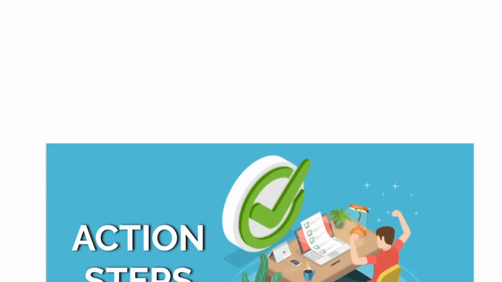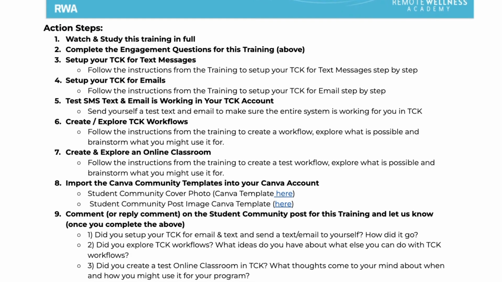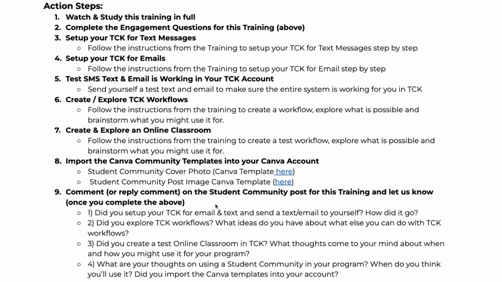Now, in terms of your action steps, let's go ahead and talk about those right now. Altogether, you are going to have 9 action steps. Number 1, you want to go ahead and make sure and watch and study this training in full. Number 2, go ahead and complete the engagement question for this training above that we just talked about. Go ahead and set up your TCK for text messages, set up your TCK for emails. You want to make sure that you test the email and text messaging, so that way it's working on your account. You want to explore and create some workflows, so that way you know how to be able to use them.